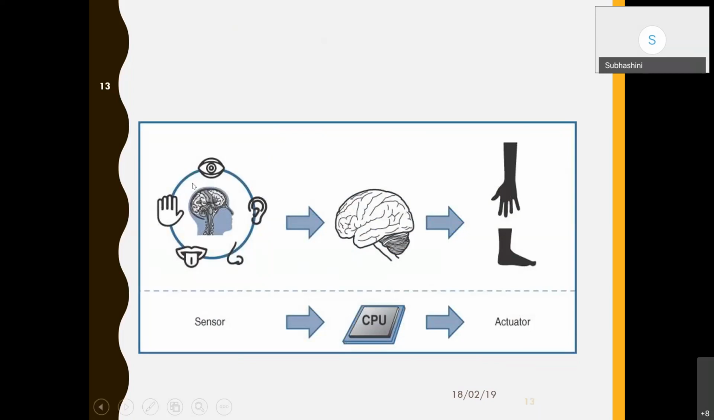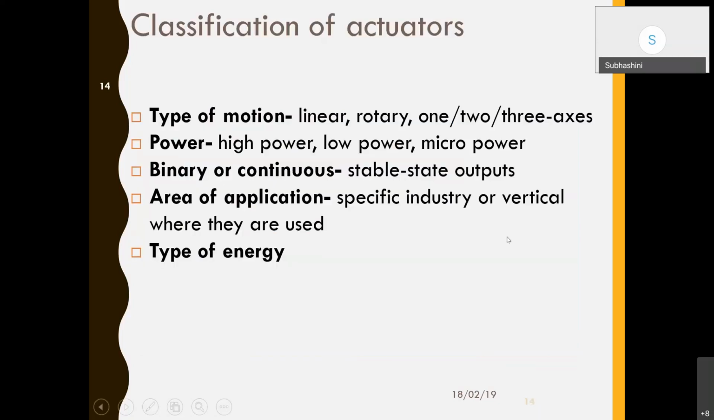Say somebody pinches you, or somebody shouts at your ears. The moment they shout at your ears, will you keep quiet? No, you perform some action, right? Either you run away, or walk out, or you stop that sound with your hands. Limbs are nothing but actuators. The brain is the controller or processor, and sensors are the sensing organs of our body. So please observe sensors, CPU, and then actuators. This is how our body also acts like these components.